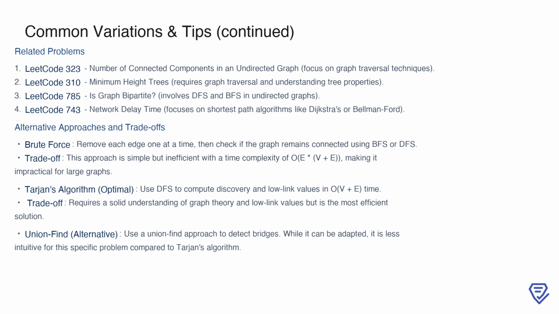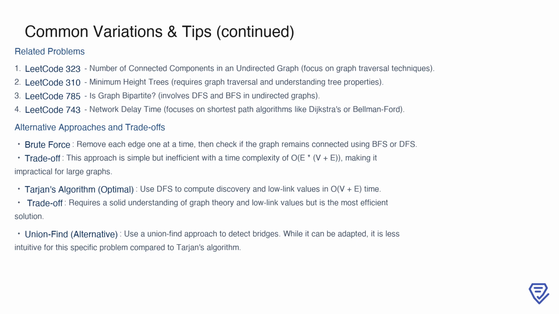When it comes to solving the critical connections problem, there are a few approaches worth discussing. A brute force method involves removing each edge one at a time and checking graph connectivity using BFS or DFS. While simple, this method is highly inefficient with a time complexity of O(E*(V plus E)), making it unsuitable for large graphs. Tarjan's algorithm, on the other hand, provides an optimal solution with O(V plus E) complexity. While it requires a solid understanding of graph theory and low-link values, it is by far the most efficient approach. Alternatively, you could use a union-find approach to detect bridges, though it's less intuitive for this specific problem compared to Tarjan's algorithm.